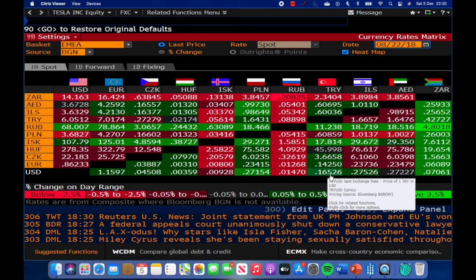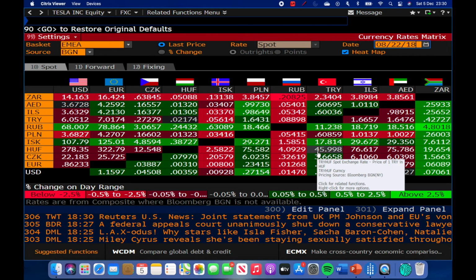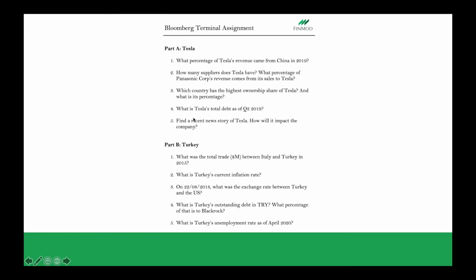Here we see that the price of 1 Turkish lira in USD is 0.16526. So 1 Turkish lira buys 0.16526 US dollars at this date. And that is what we are after in question 3. Moving on to question 4.